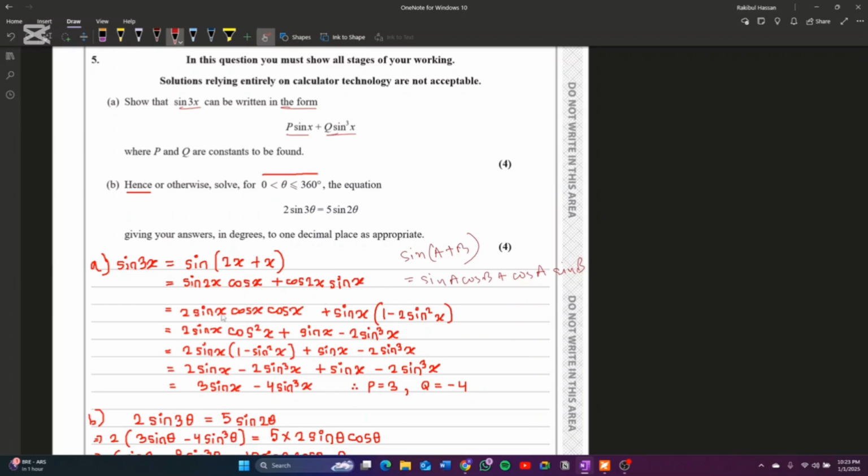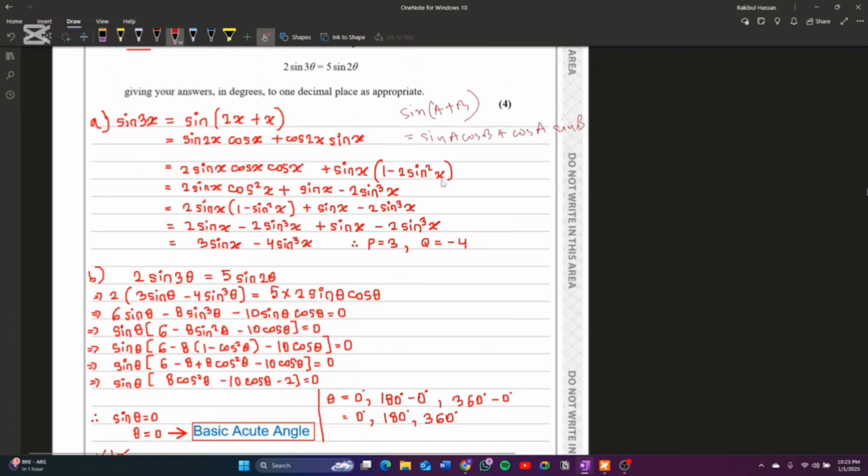cos x plus sine x times 1 minus 2 sine squared x. We have found this, just simplifying and simplifying.